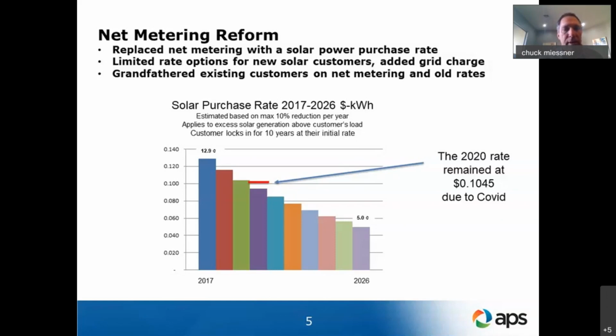The other thing I want to mention on this is what happens with customers. Let's say customers this year, the current price is 10.45 cents a kilowatt hour for your purchase for anything that flows back to the grid. You actually lock into that for 10 years. So these are vintaged rates. And we also grandfathered the existing customers on net metering in the old rates for 20 years.